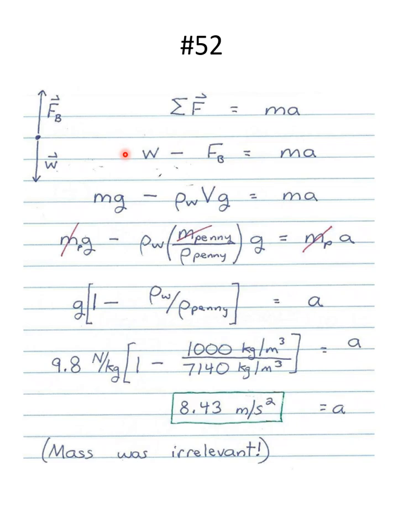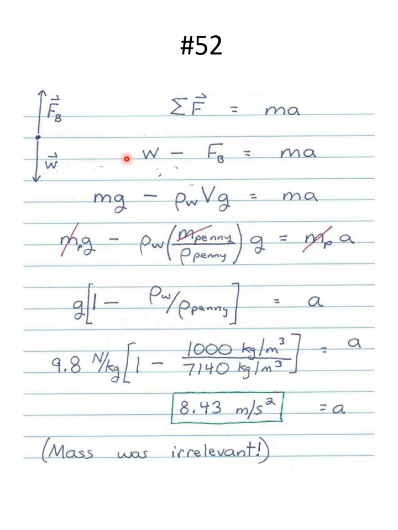And now notice what I've done here. I have called down the positive direction. That way I get a positive acceleration. So weight is positive minus buoyancy force, because I'm calling that the negative direction, equals mass times acceleration. And we have information on the mass. We have information on the density of a penny, on the density of water. We don't readily know the volume of a penny.